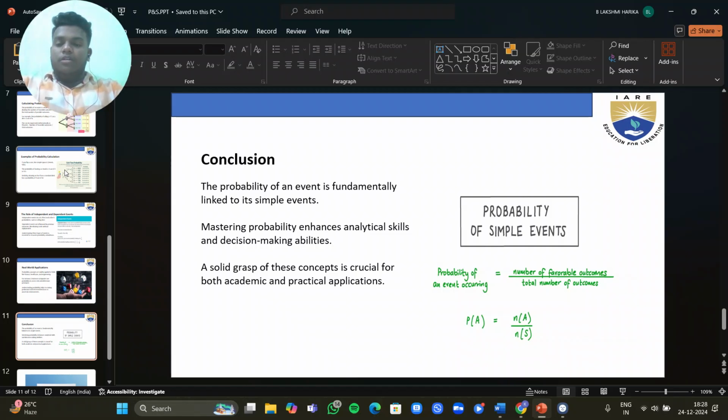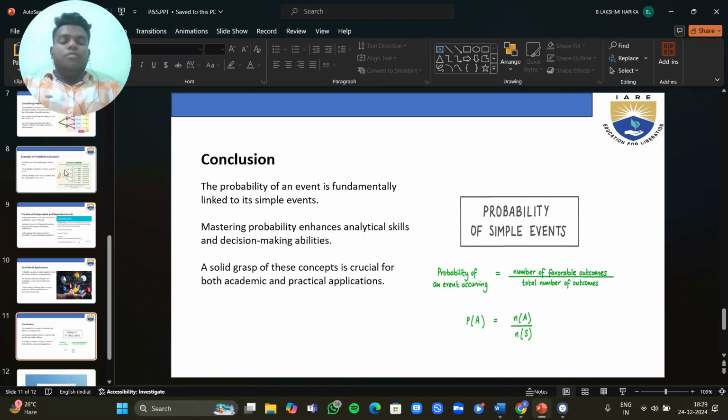Conclusion: the probability of an event is fundamentally linked to its simple events. Mastering probability enhances analytical skills and decision making ability. A solid grasp of these concepts is crucial for both academic and practical applications.